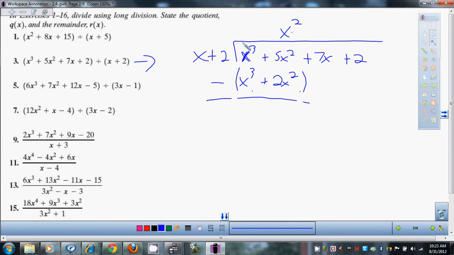X squared times x, x squared times 2. Yes. Whenever you multiply whatever, because in a second we're going to have another one, then another one, then another one. But whenever you multiply back through, you always want to put everything that you got when you multiplied in parentheses and then subtract. That's always a step. I took x squared times x, x cubed. X squared times 2, 2x squared. And I'm going to subtract both of those.